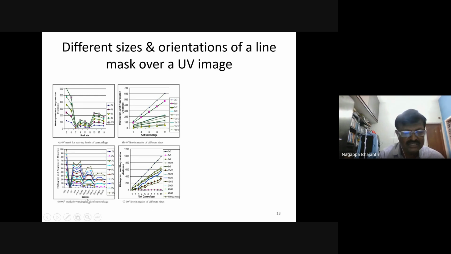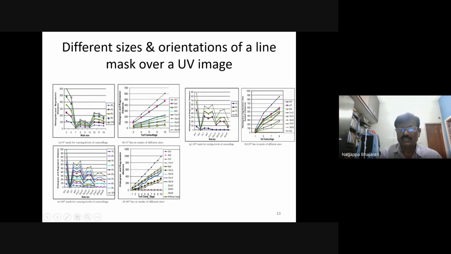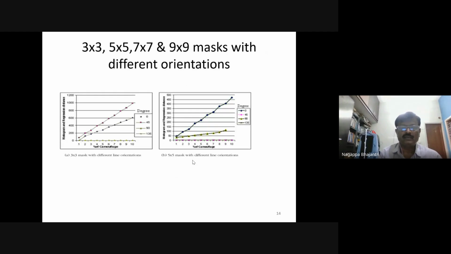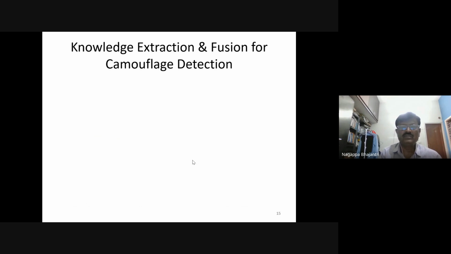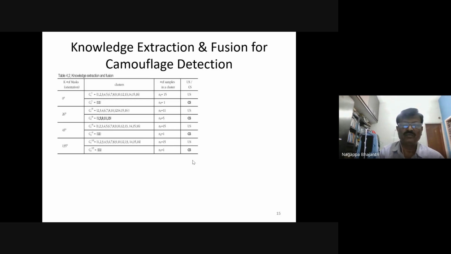Similarly, we can vary the mask size. We tried 90-degree and 0-degree lines. Here, for the 90-degree line mask, we tried different sizes, and similarly for the 135-degree line. The different masks are 3x3, 5x5, 7x7, and 9x9. So these are all the efforts made here. After extraction, eventually we can fuse them. Here we extracted the knowledge and made a fusion.